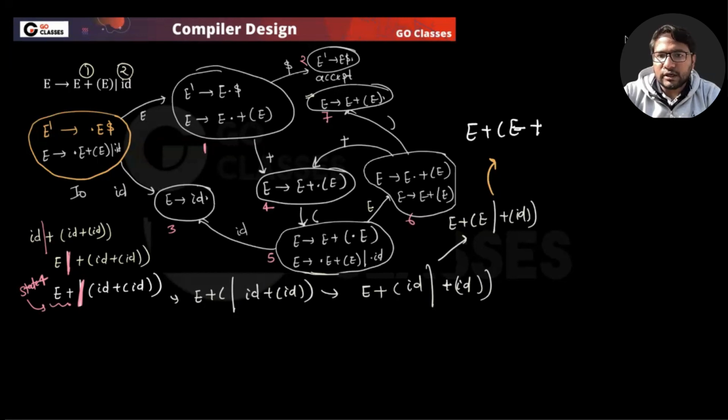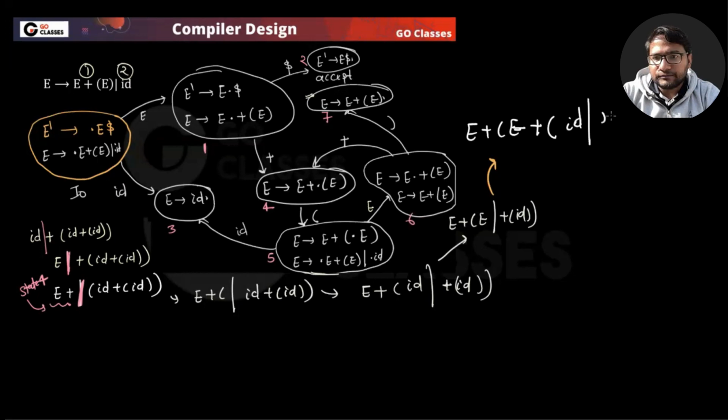Now you can tell me the state number, right? From 6, if plus is coming, then you are in the 4, and then if open parenthesis is coming in from the 4, then you are in the 5. Then from this 5, if ID is coming, then you are in the 3. Now you can do the reduction.